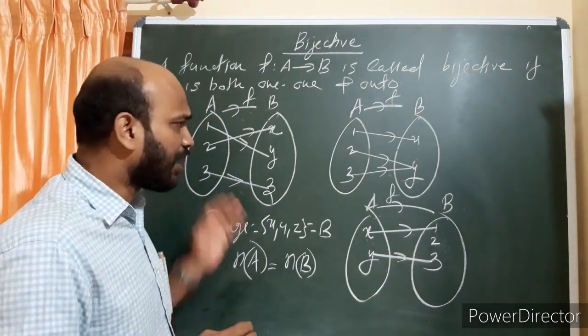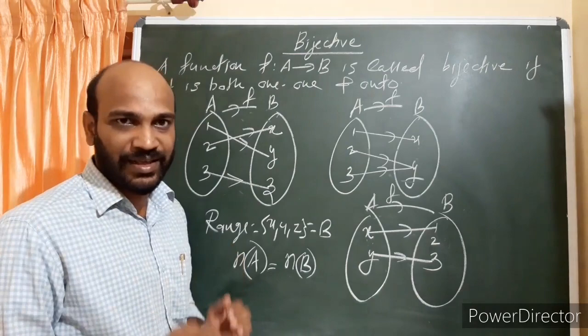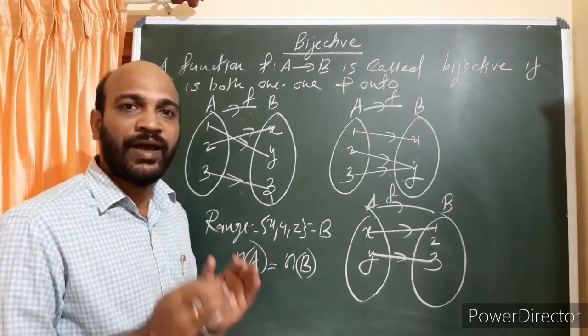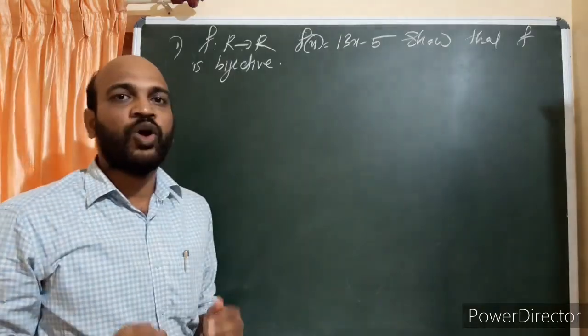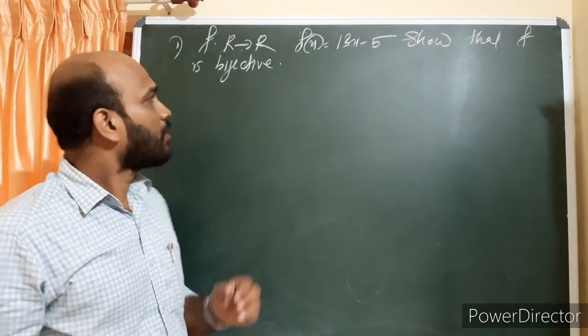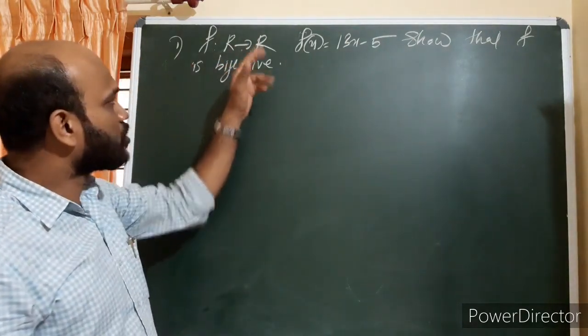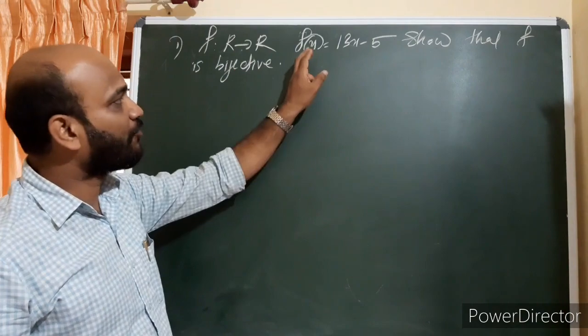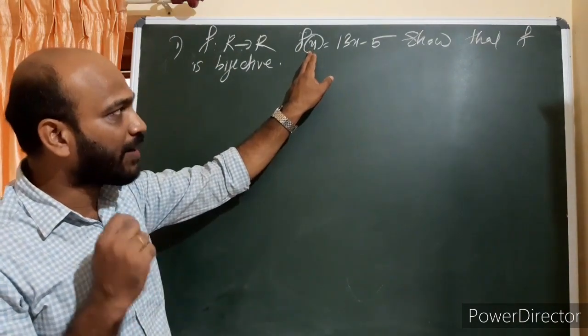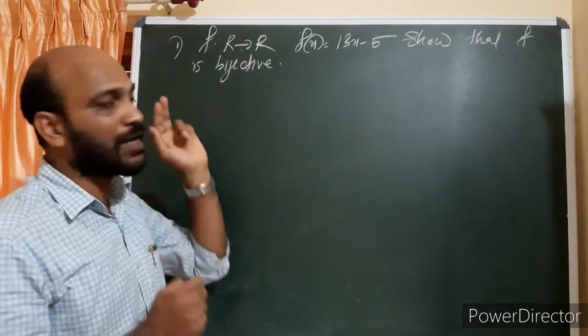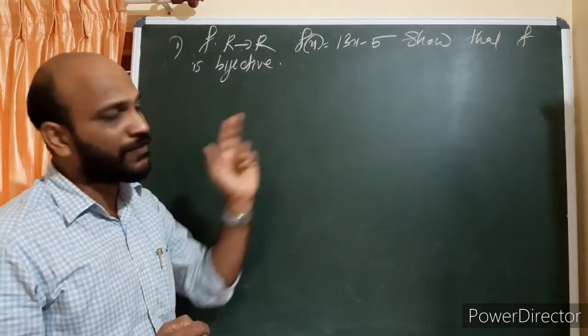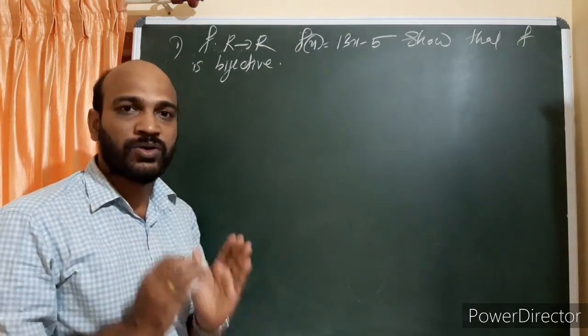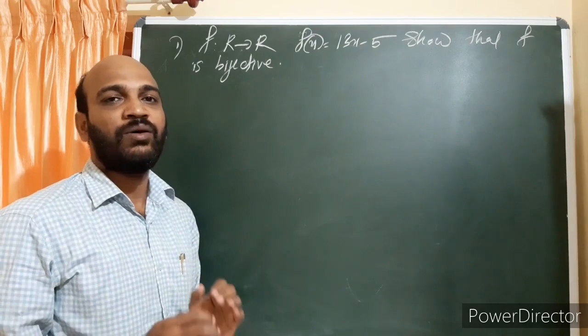Now, I think the concept of bijective is clear. It should be both one-one and onto. Okay, now we can do some questions. First question: let f from R to R be a function defined as f(x) = 13x - 5. Show that f is bijective. That means we have to show that it is one-one and onto.